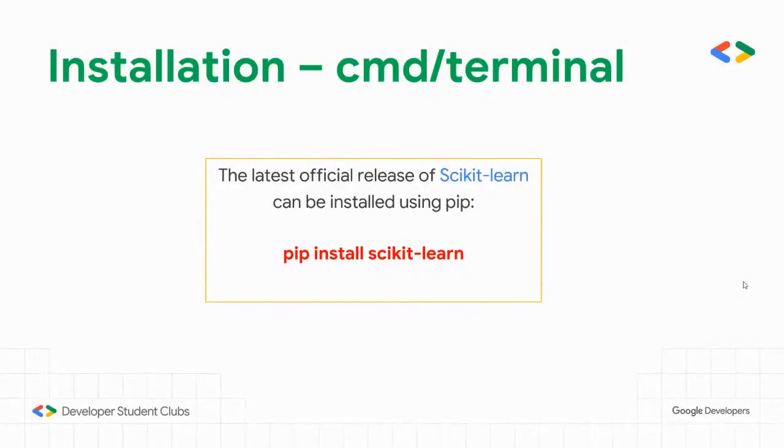Now, I'm sure you guys already know that we need to install some libraries in order to conduct these experiments. So Scikit-Learn will be our primary module for that. And again, if you want to install the latest official release of Scikit-Learn, you need to use pip install scikit-learn in the same manner that I have written here.